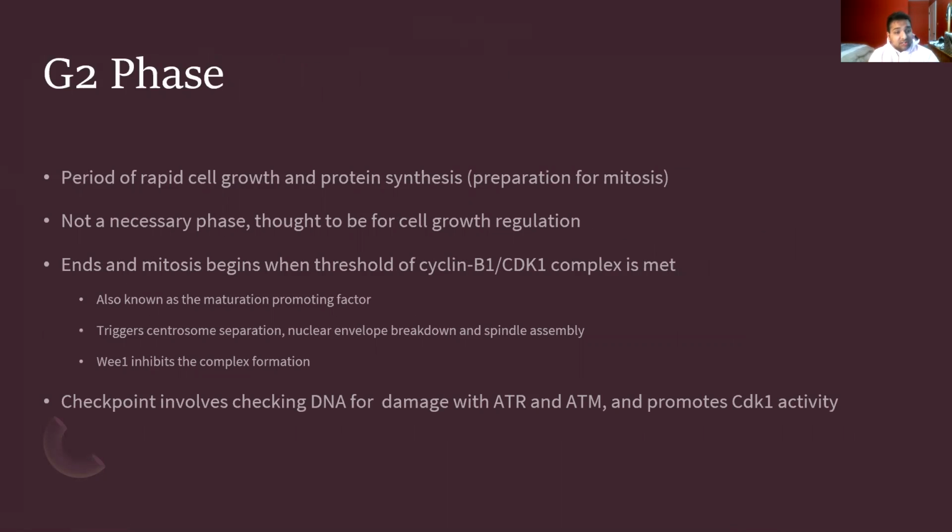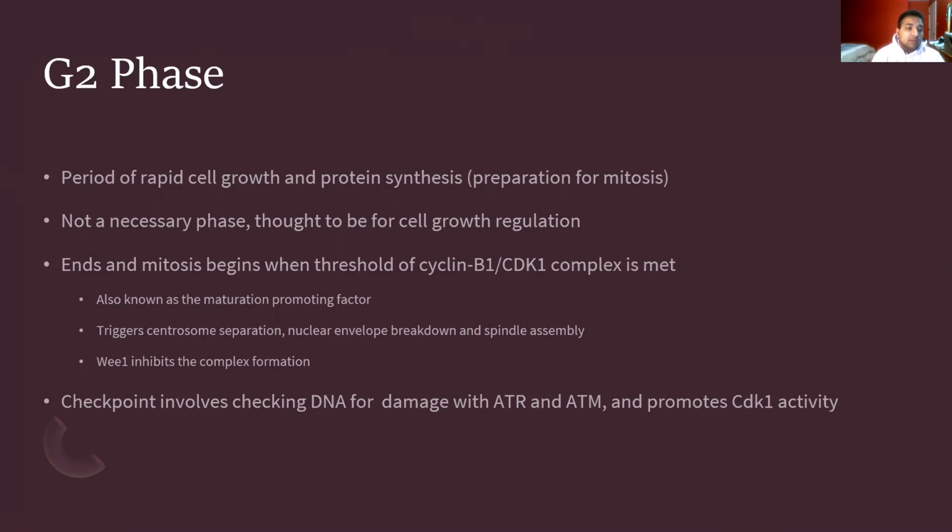Okay, after we finish DNA synthesis, we go through the G2 phase. There's some stuff we still need to do before mitosis. It's a period of rapid cell growth and protein synthesis. So we're going to synthesize proteins we need for mitosis, and proteins for our general function as well. It's important to note that during the cell cycle, cells still have a job, and they are performing that job. It is not technically a necessary phase.